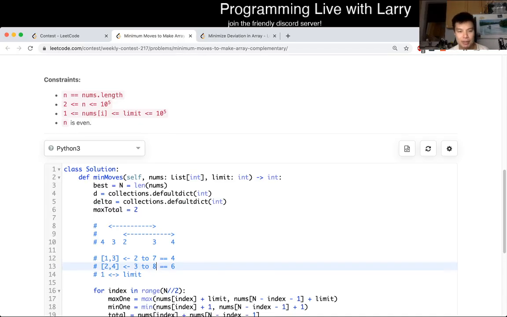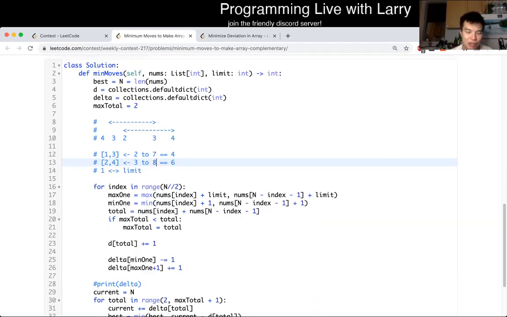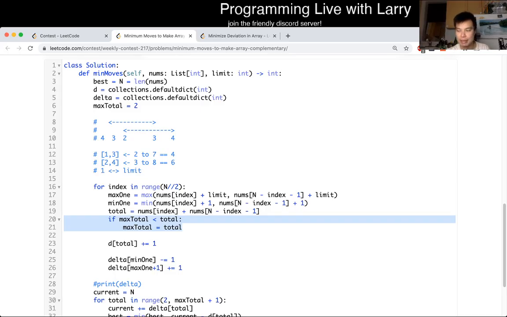So now for each pair, going forward, we get the max range, which is just the max of the number in that index plus the limit, or the other pair plus the limit. For example, we either try changing the left to the limit or the right to the limit, and then the min is just switching the left to 1 or the right to 1. So that's the minimum range and that's the maximum range. The total is just the sum of the two numbers, and we keep track of the max totals for brute forcing later on, which you'll see.